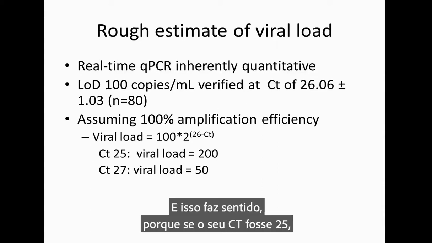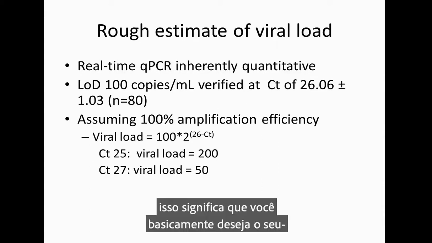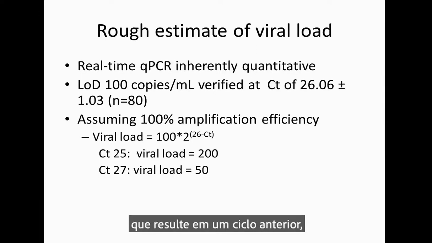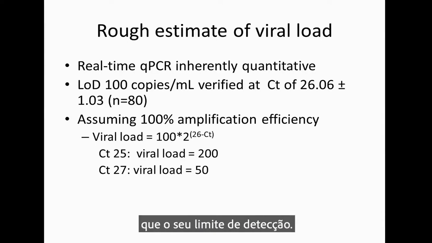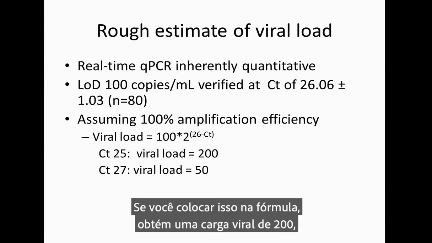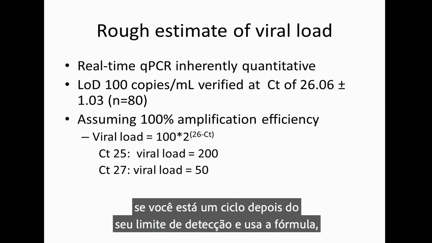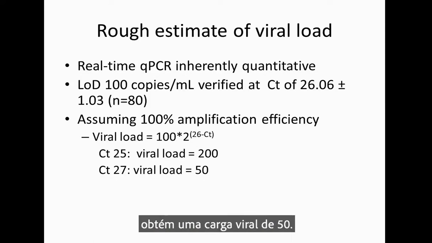That makes sense because if your CT was 25, that means you're resulting one cycle earlier, so you would expect your viral load to be twice as high as your limit of detection. If you plug that into the formula, you get a viral load of 200. If you're one cycle later than your limit of detection, you plug it into the formula, you get a viral load of 50.